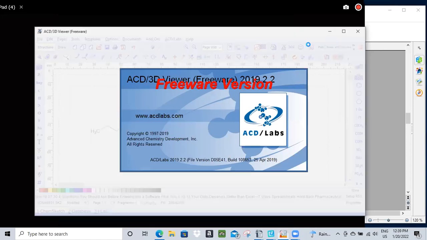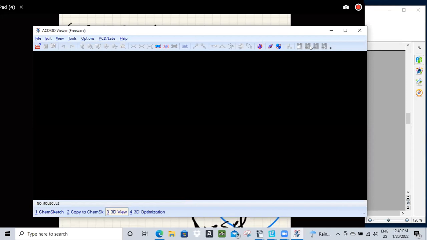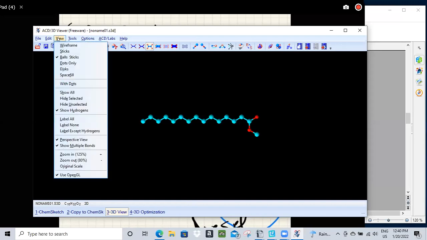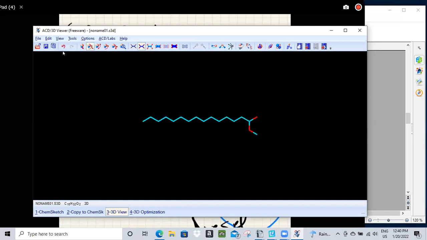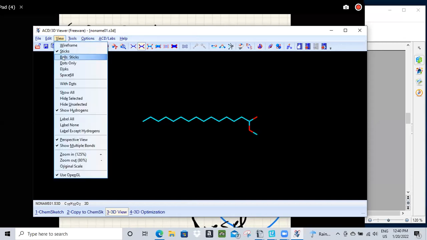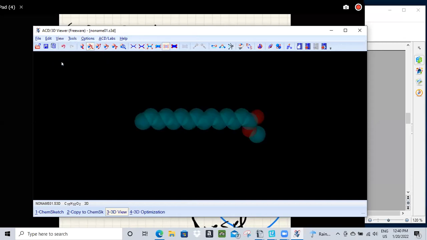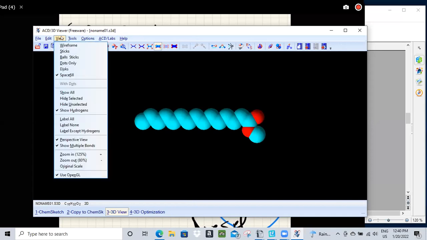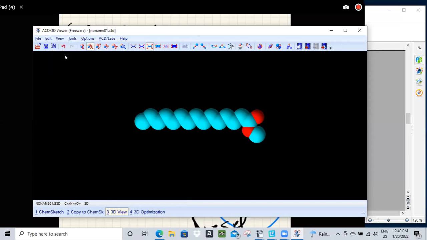And again, your computer is going to be a lot faster than mine. So you probably just barely blink and you get this. Well, there's biodiesel right there. Now, just like before, you can view this in a lot of ways. I can view it just as sticks. There it is, as sticks. I can view it as dots. Oh, look at that. Wow, that's beautiful. I can view it as space fill. Oh, spectacular. All right. But for me, I just like the ball and stick view.